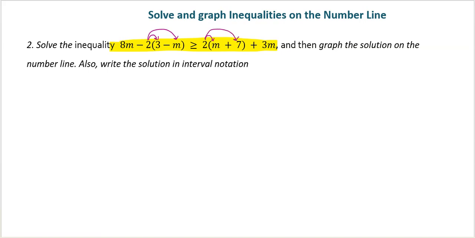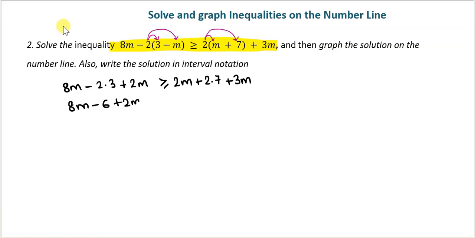So this will give you 8m will be the same, minus 2 multiply 3, then you have minus and minus, it will become plus 2 multiply m, greater than or equal to 2 multiply m plus 2 multiply 7 plus 3m. Simplify this: 8m minus 6 plus 2m greater than or equal to 2m plus 14 plus 3m.